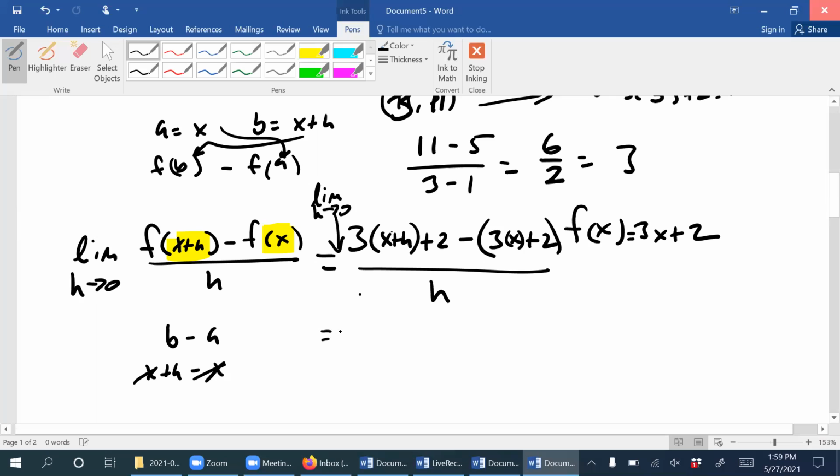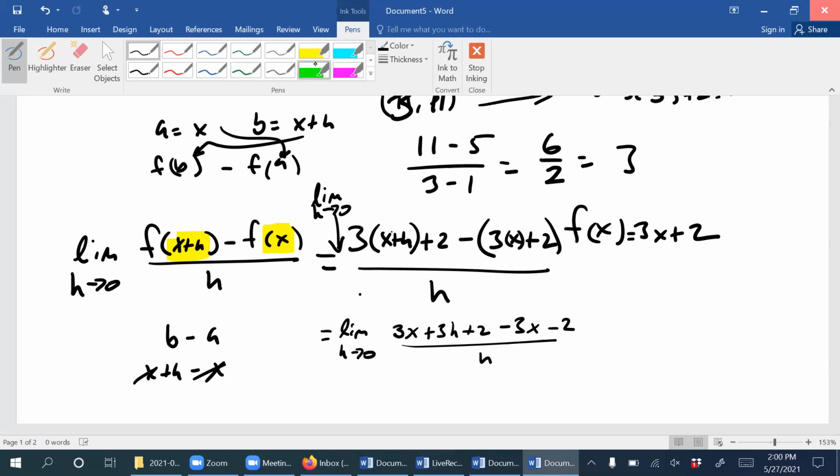Equals, let's go ahead and multiply the limit as h gets closer to 0. Let's distribute the 3 here. 3 times x is 3x. 3 times h is 3h. Plus 2. Negative times a positive is negative 3x. Negative times a positive is negative 2, all over h. You might say, Mr. Cole, that seems like a lot of work. Really? I just multiplied the 3's.